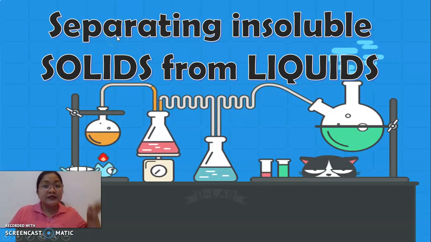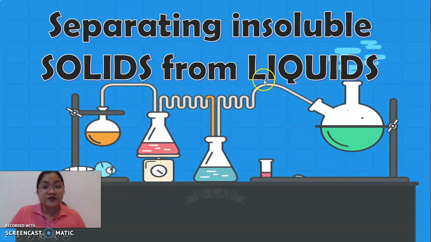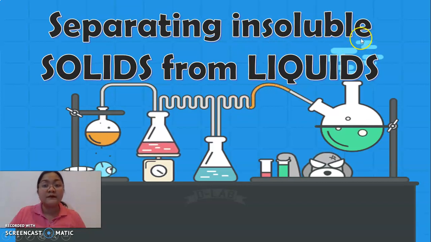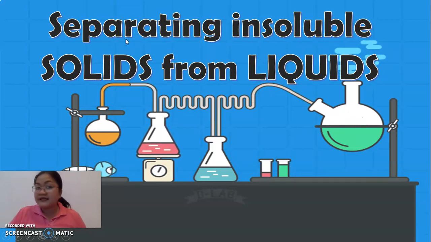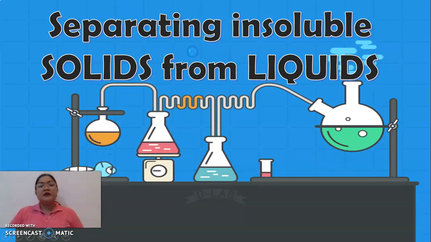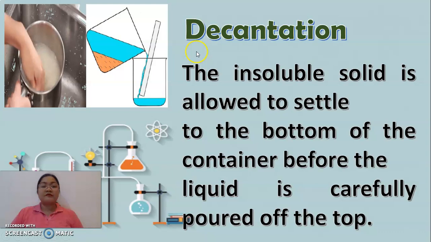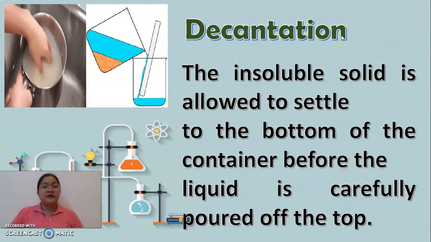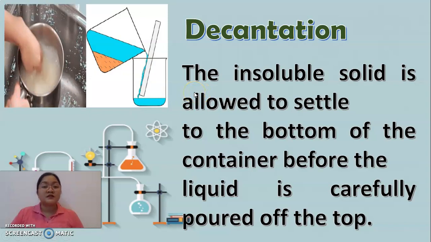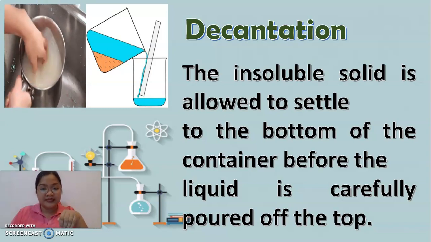Next, number 3. Separating insoluble solids from liquids. When we say insoluble, it means that it does not dissolve. Okay, number 1, we have decantation. Again, everybody, can you say decantation? Okay, so decantation is used if we have an insoluble solid that settles to the bottom of the container.